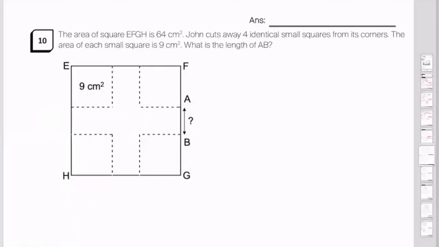Question 10. So if the square is 64 square cm, one side is how many cm? What's the length of the side of the big square? 8, right? Correct. So from here, you can do your square root. Square root of 64 will give you 8 cm. So the entire thing here must be 8 cm.